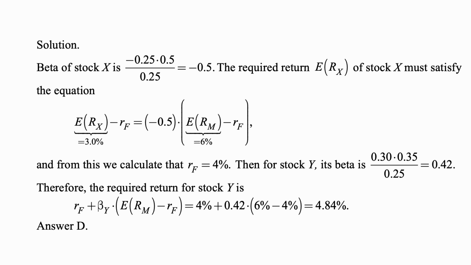Then for stock Y, its beta is found the same way as before: the correlation coefficient times the standard deviation of the stock over the standard deviation of the market, and that comes out to be 0.42. Therefore, the required return for stock Y is the risk-free rate plus beta of stock Y times the expected return of the market minus the risk-free rate. We plug in all the numbers. This comes out to be 4.84%, which is answer D.